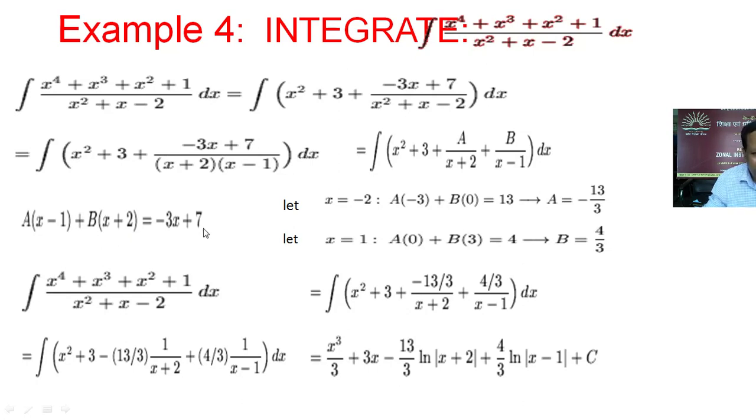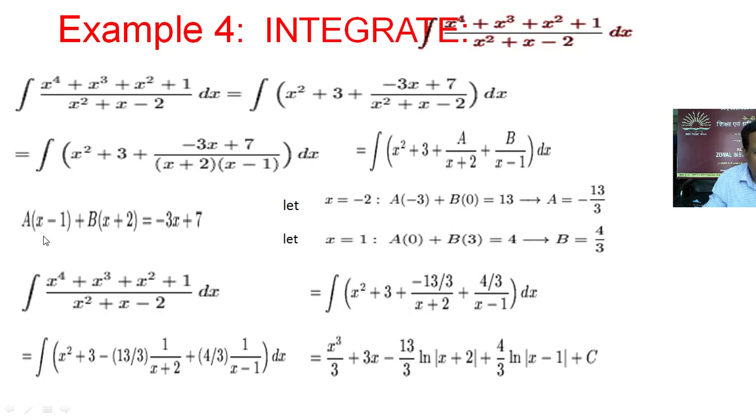Now applying substitution, taking x is equal to minus 2, we will be left with a into minus 3 plus b into 0 is equal to minus 9 plus 7. So a is minus 3, minus of minus 3 is plus 9 plus 7, it is minus 2. So minus 2 into minus 3 is plus 6 plus 7 becomes plus 13. So a into minus 3 plus b into 0 becomes 13. So a becomes minus 13 by 3.